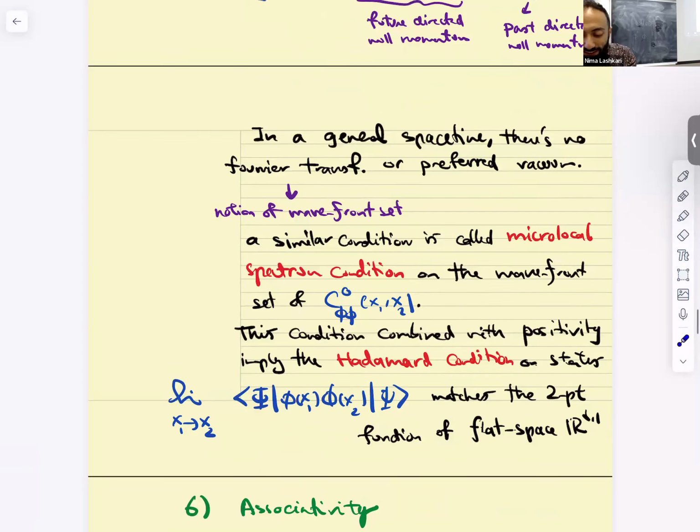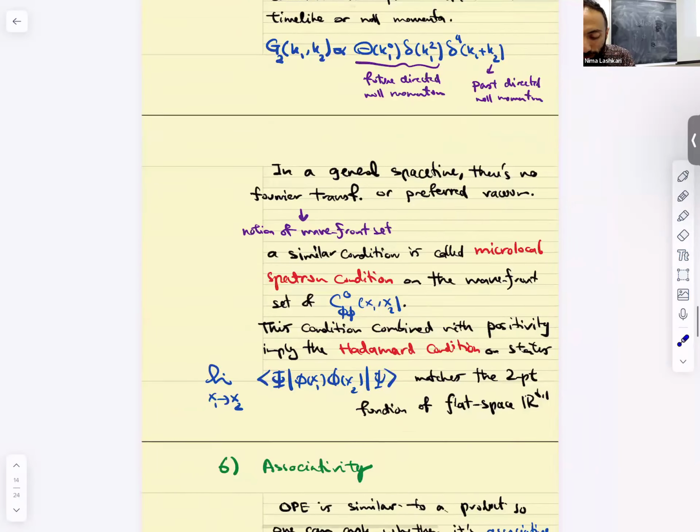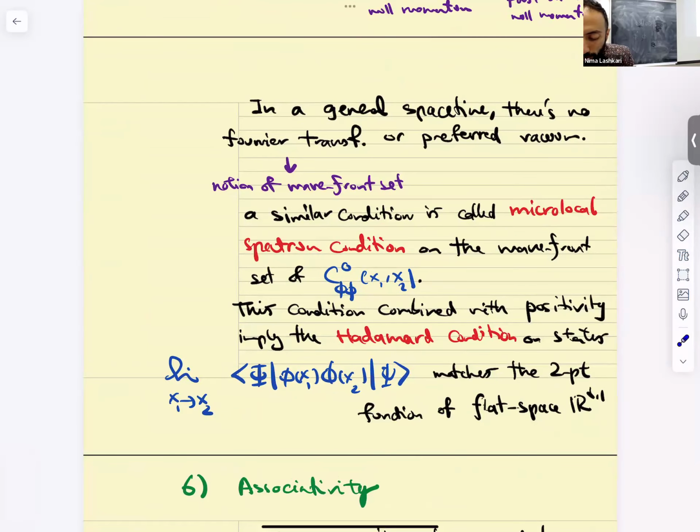Interestingly, this spectrum condition, combined with positivity of C0 phi diagonal phi, together they imply the Hadamard condition, that the state is Hadamard. So they're related. These relations are all related.